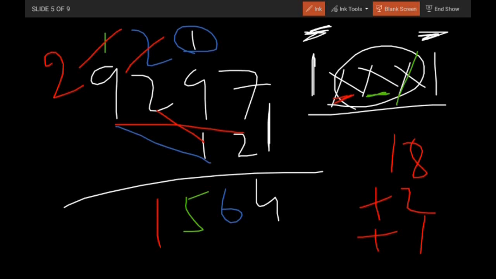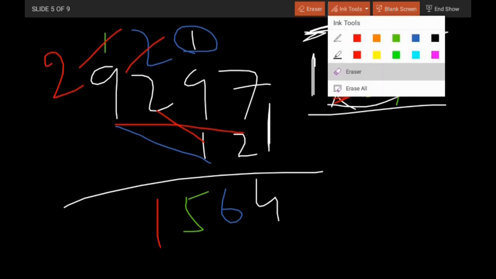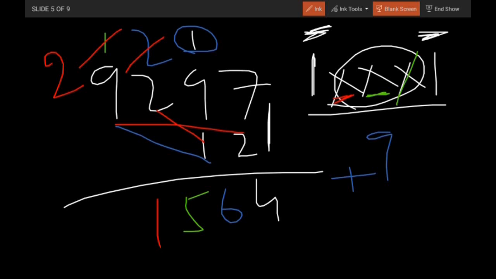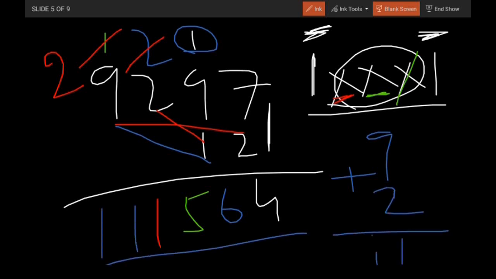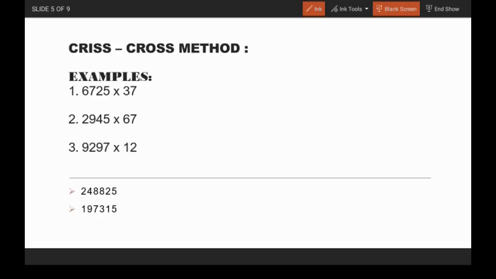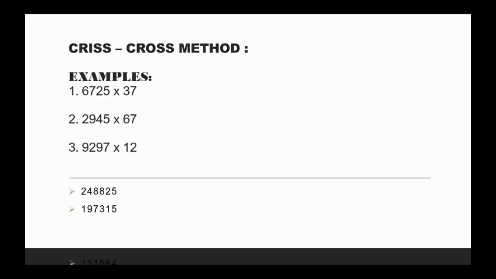So 9 1s are 9, and we have to add carry, that is 2, right? So 9 1s are 9 and we add the carry, so it is going to be 11. The answer is 311564. We'll just cross check this. So the answer is 311564. So we got the correct answer.